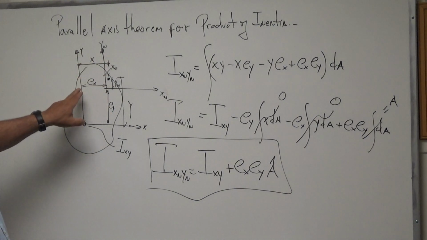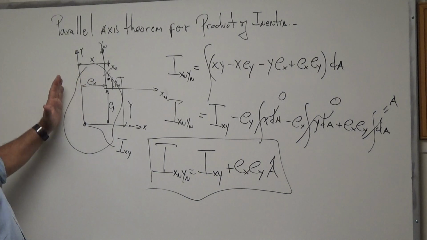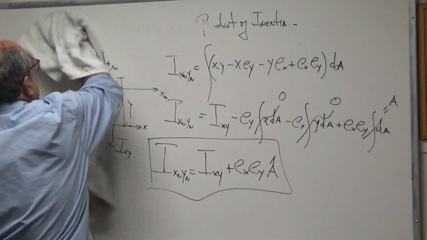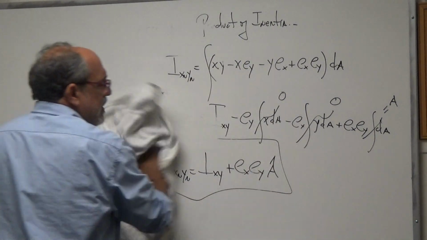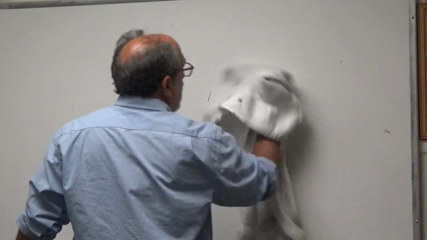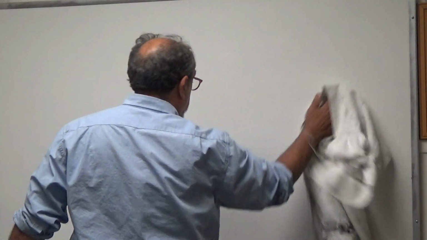So in my drawing here, both ex and ey are plus, but if the axis was over here, then ex would be negative and ey would be positive. Okay? So that is the parallel axis theorem for product of inertia. And I believe that we now have at hand all the theoretical tools that we need to do pretty much everything that has to do with bending of cross sections in beams.